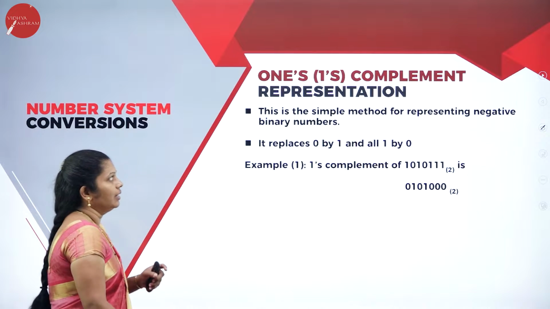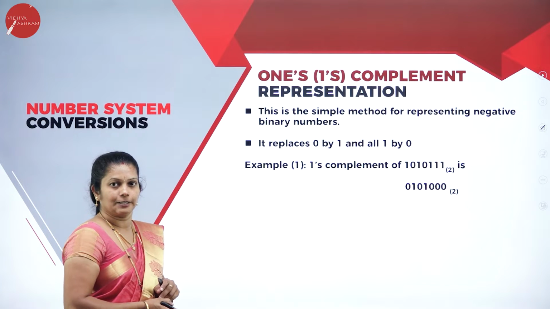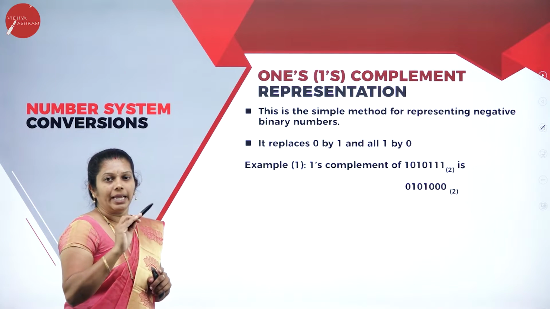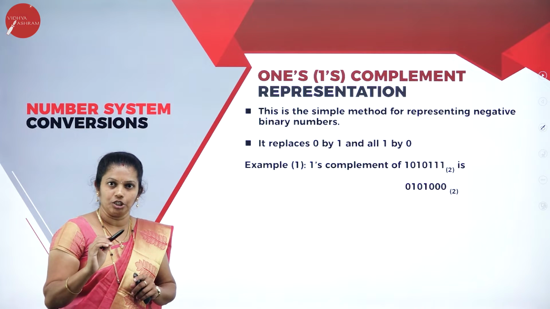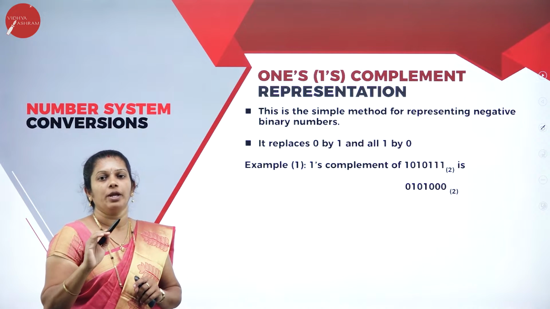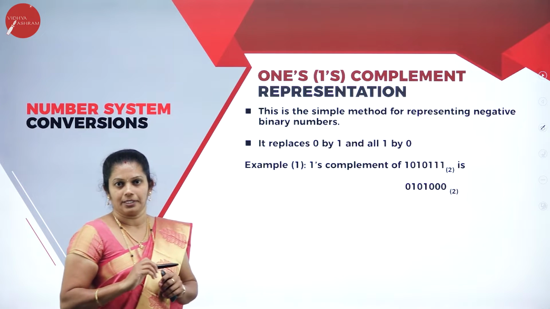Now, is it clear? Now we'll start with the ones complement representation. Already I told you any number can be represented in 3 methods: one by using sign and magnitude representation, one more by using ones complement, and the last one is twos complement.